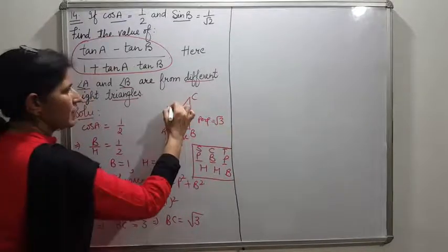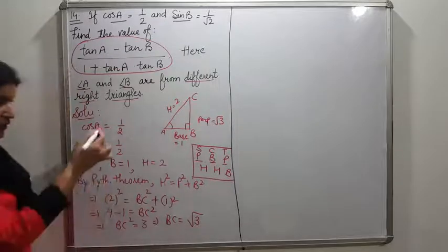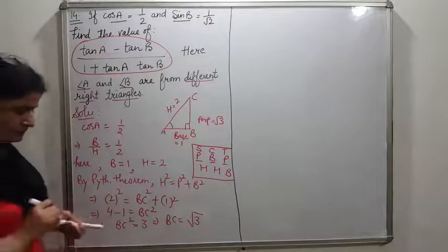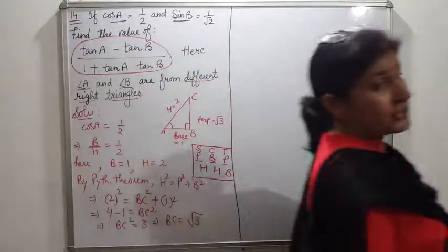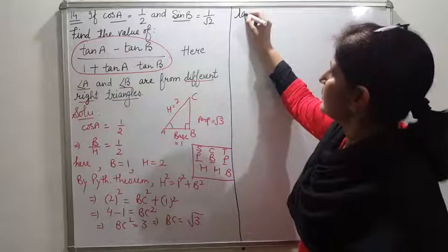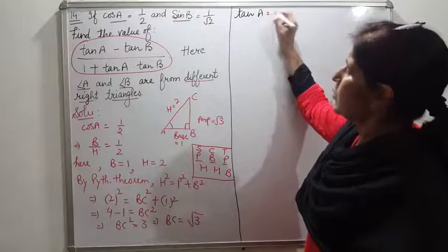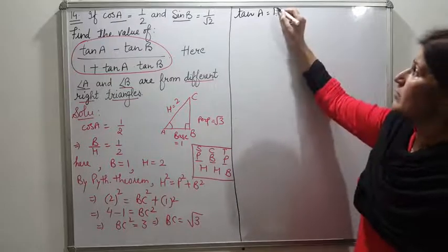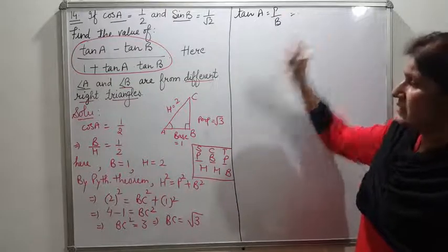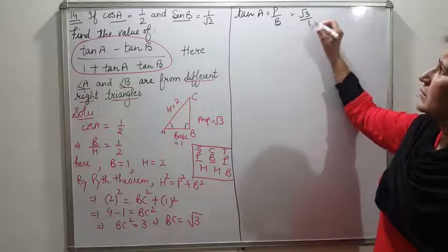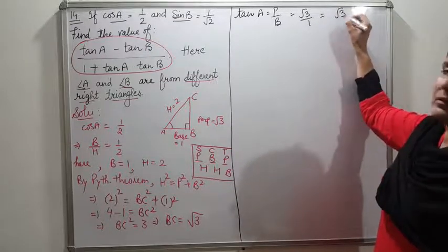Base is 1. Hypotenuse is 2. We use this and find tangent A. So what is the ratio of tangent A? Means which two sides ratio you have to take. Now tangent A equals P over B, means perpendicular over base. In this triangle which is perpendicular, root 3 and base is 1. That means it is root 3.